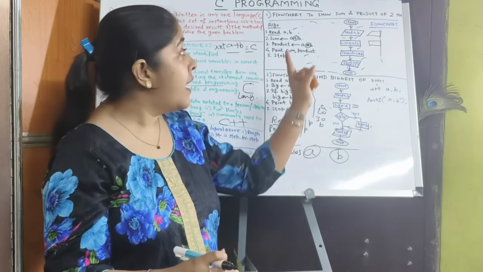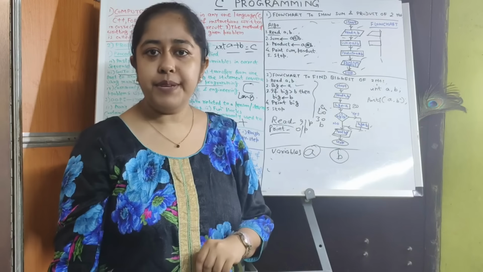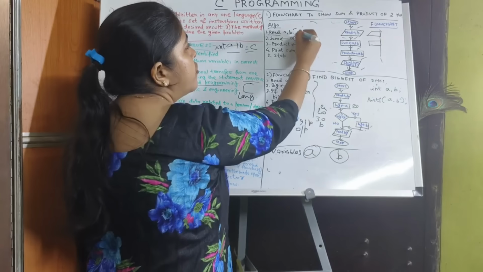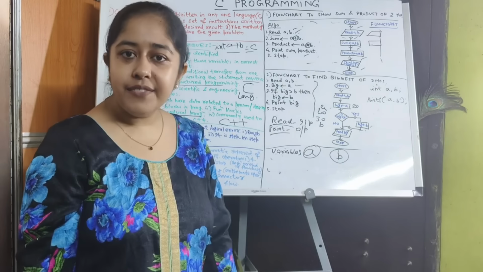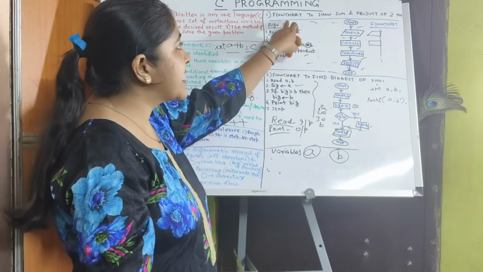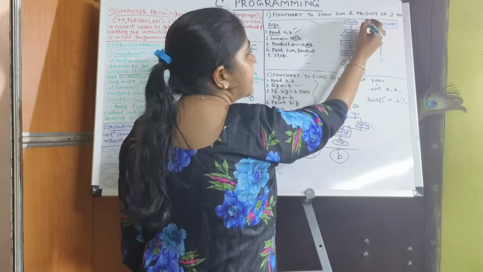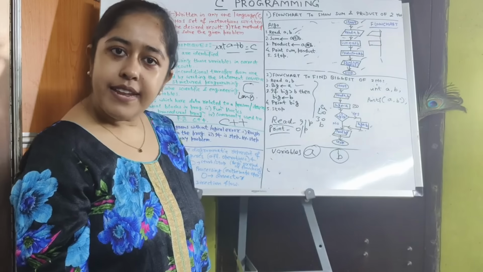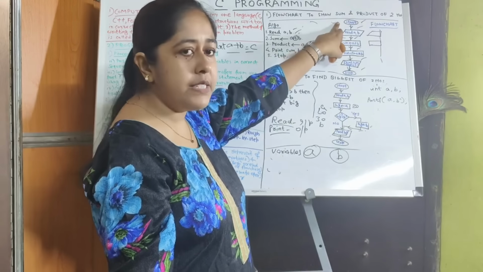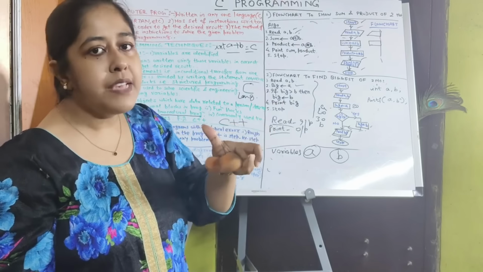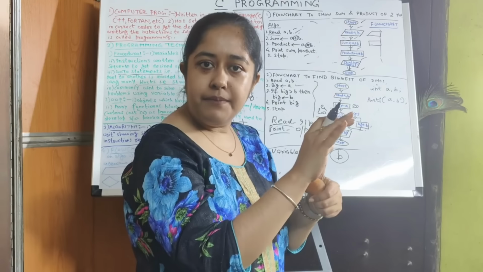We will first of all read the values of A and B. Whenever you are going to read the values, first of all, at the starting of your algorithm, you have to make the flowchart start. This is the oval symbol, and Start means the beginning of the program is present.